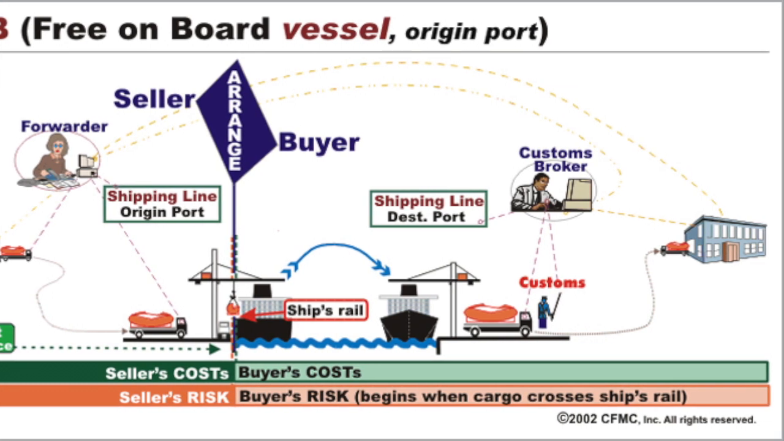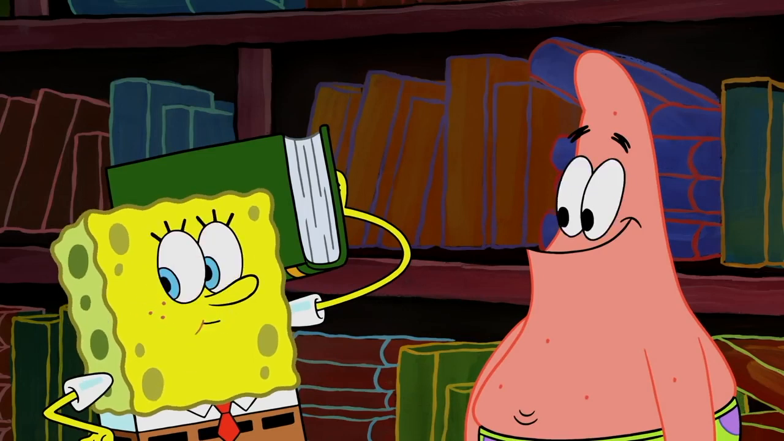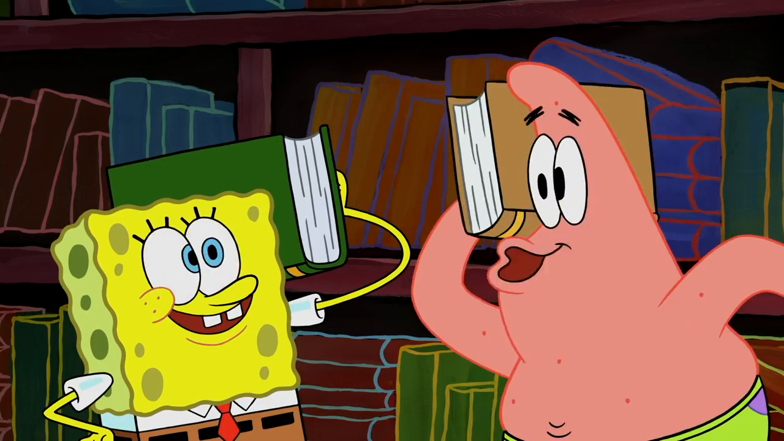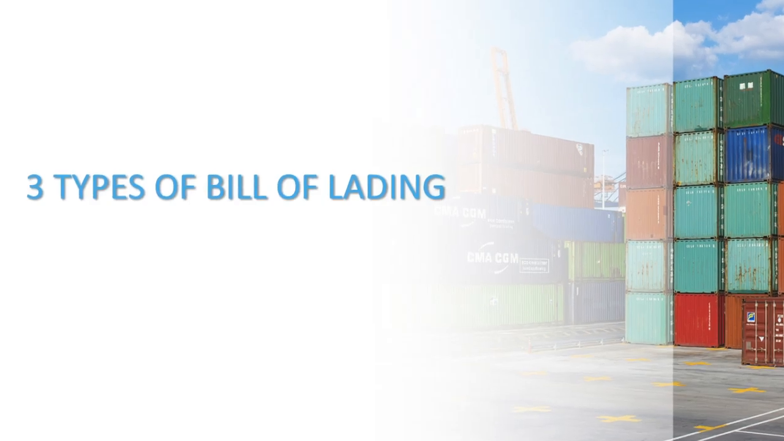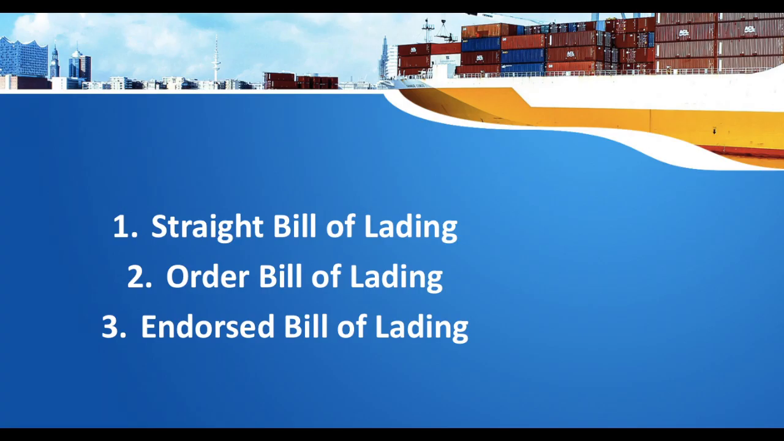The variations in contract also depend on the type of bill of lading which is issued. In certain circumstances, the bill of lading will contain the terms of a contract of carriage. There are typically three types of bills of lading. Firstly, straight bill of lading, in which the carrier receives the payment in advance. Secondly, order bill of lading, in which the goods will be transported before payment is received by the carrier. And thirdly, endorsed bill of lading, in which the shipper transfers the title of the goods upon the delivery.